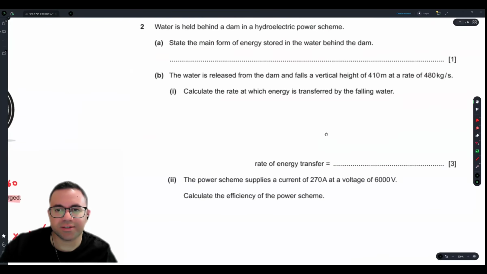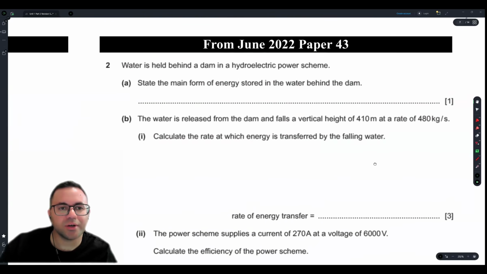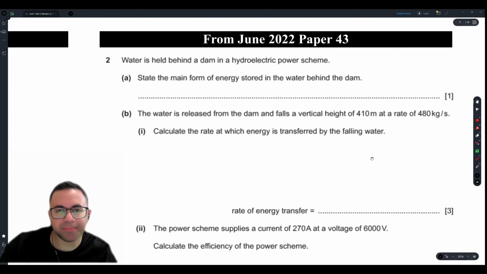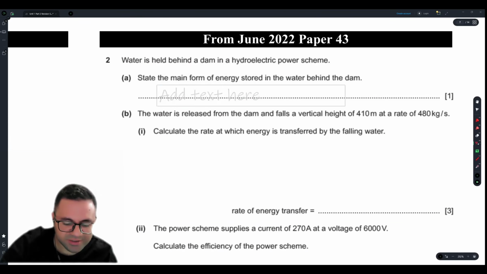Next, let's take a look at something else. Here's the next one. Water is held behind a dam in a hydroelectric power scheme. State the main form of energy stored behind the dam. We'll discuss this in a minute, okay? In a hot minute, but it's gravitational.